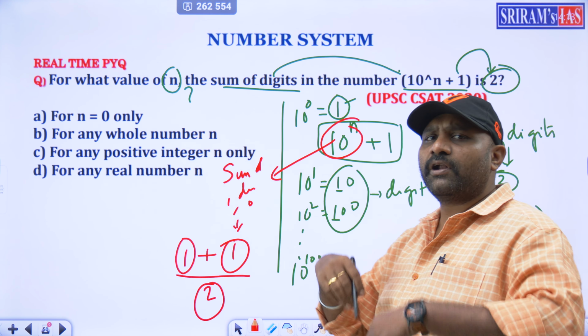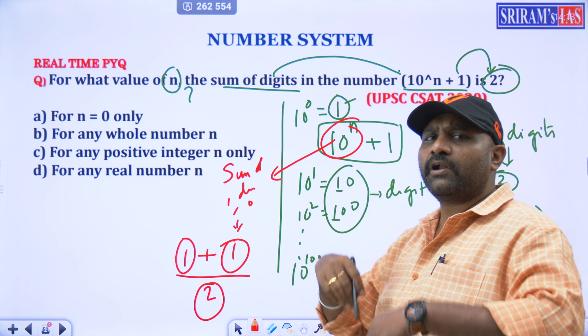You can't go 10 power minus 1 because it becomes 1 by 10 which is 0.1. So for all numbers including 0, n can start from 0, n can go till infinity.